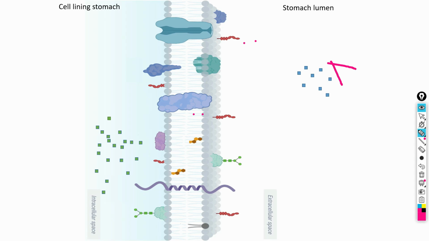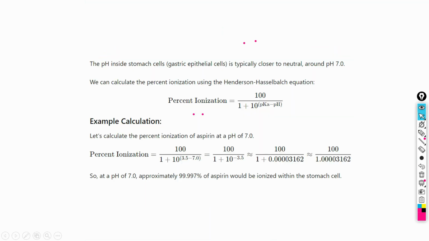But as soon as aspirin enters the cell lining stomach, the pH of the stomach cell is almost neutral, 7, which is relatively alkaline with respect to the pK of the drug, that is 3.5. In this case, since the medium is different to the pK, most of the drug will remain in ionized form.